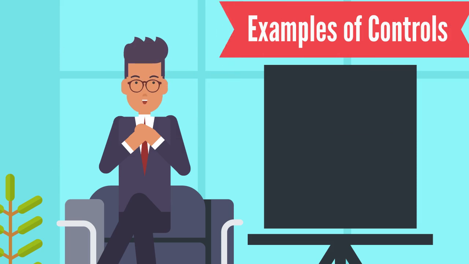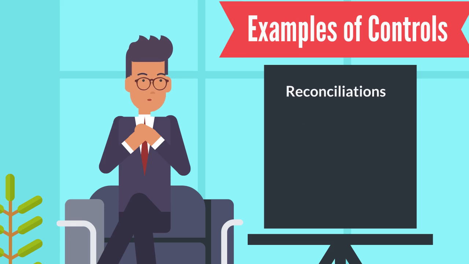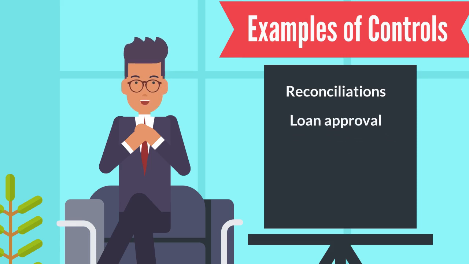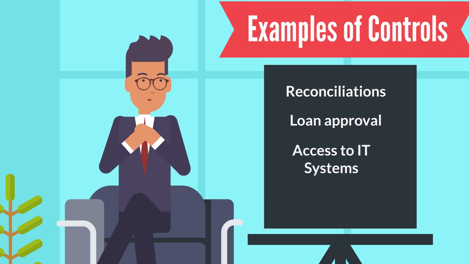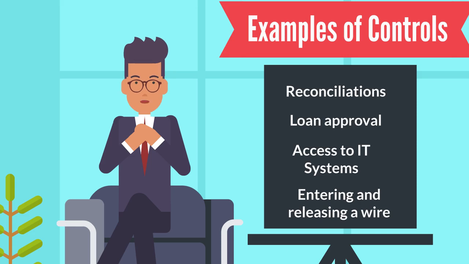Let's go over a few examples of controls. One common example would be reconciliations. Reconciliations are completed for all balance sheet accounts to ensure our financial statements are accurate. The second example would be that loans are properly approved within delegated lending authority. A third example would be access to all IT systems is reviewed and appropriate. And entering a wire is different than a person releasing a wire to ensure proper segregation of duties.